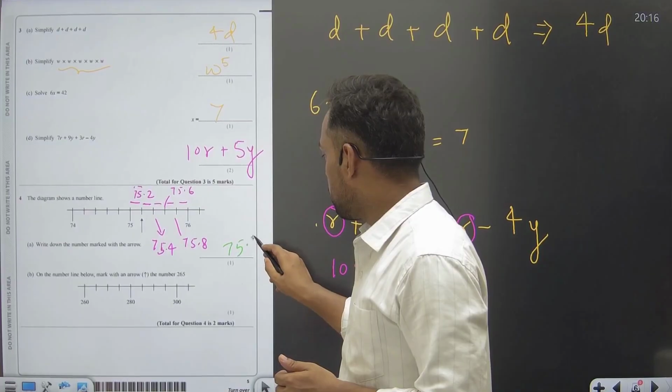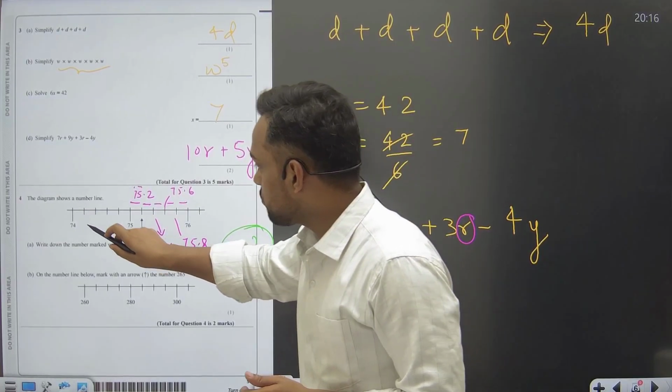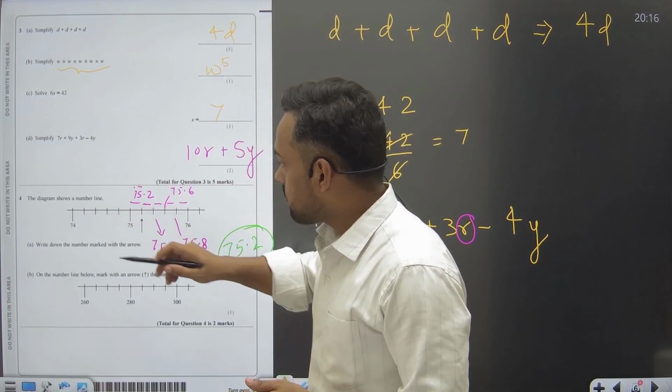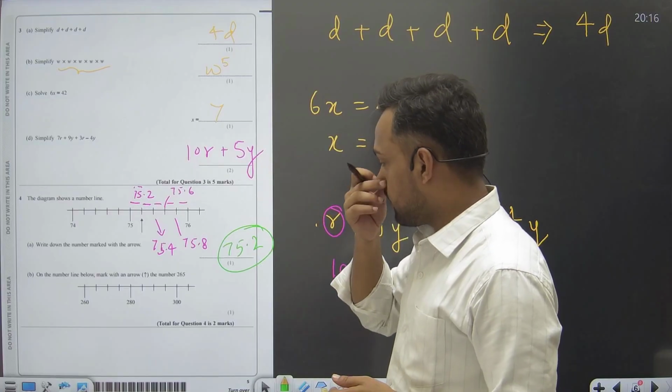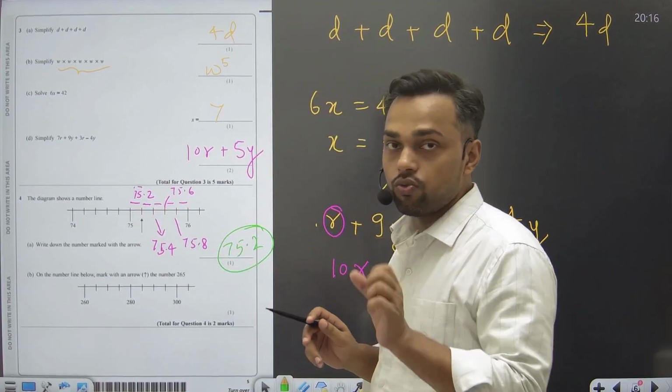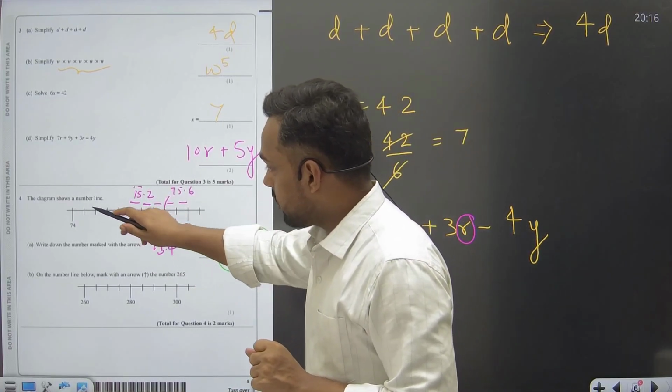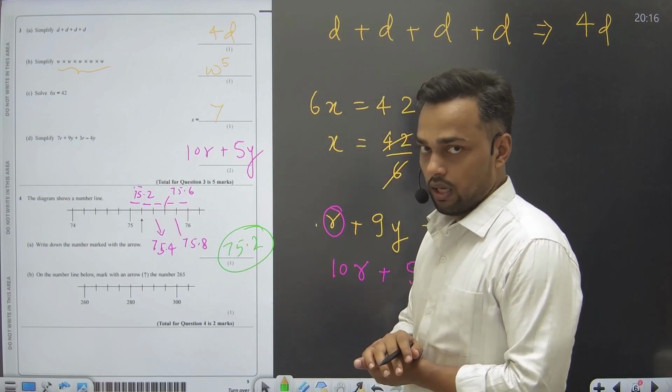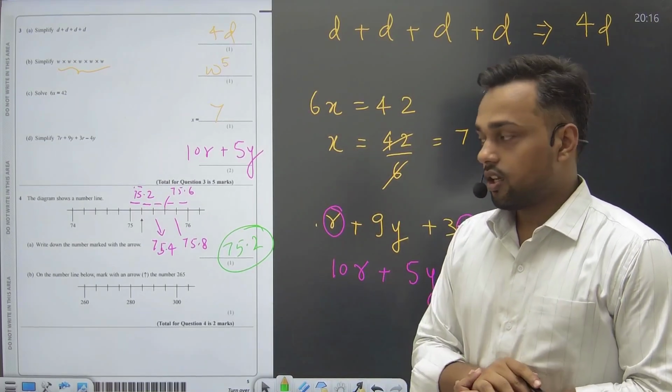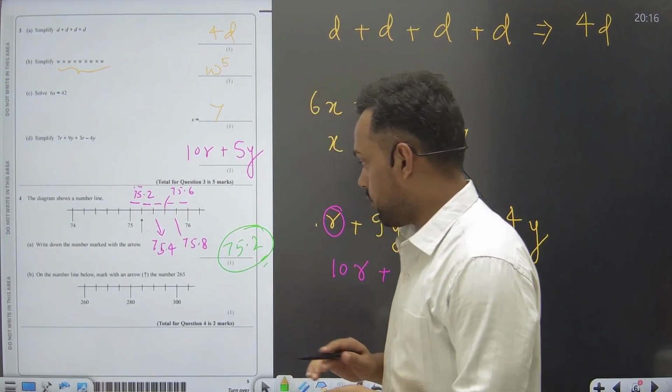You just need to see how many divisions are present between two numbers, then figure out by what number it increases. So it will be 75.2.